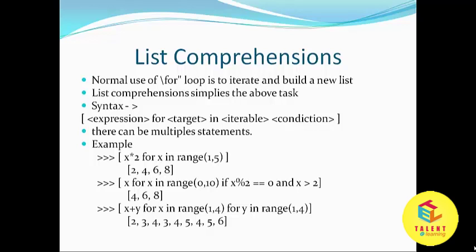There can be multiple statements. For example, x into 2 for variable x in range 1 to 5. So it is 2, 4, 6 and 8. So like this, x for variable x in range 0 to 10, if x modulo 2 is equal to 0 and x greater than 2. So our output is 4, 6 and 8.